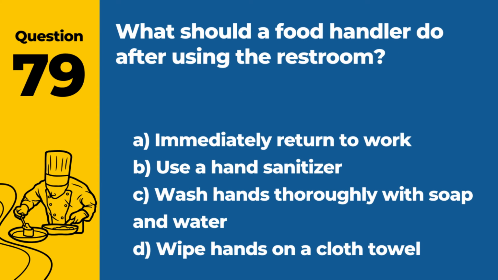Question 79. What should a food handler do after using the restroom? A. Immediately return to work. B. Use a hand sanitizer. C. Wash hands thoroughly with soap and water. D. Wipe hands on a cloth towel. Answer: C. Wash hands thoroughly with soap and water. After using the restroom, a food handler should wash their hands thoroughly with soap and water to prevent the spread of bacteria and contamination of food.